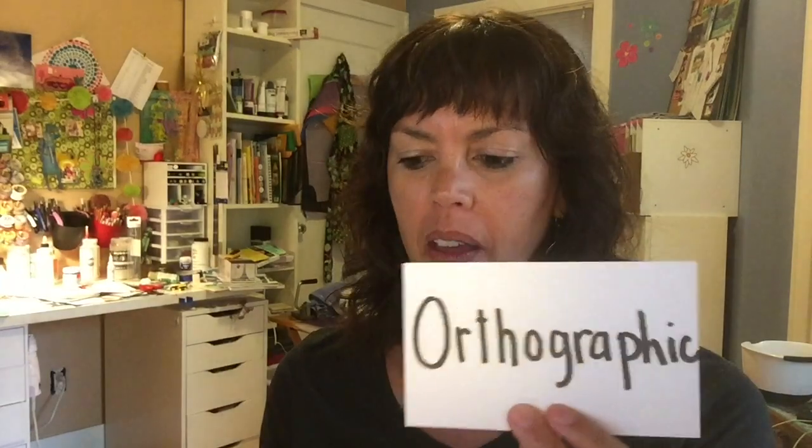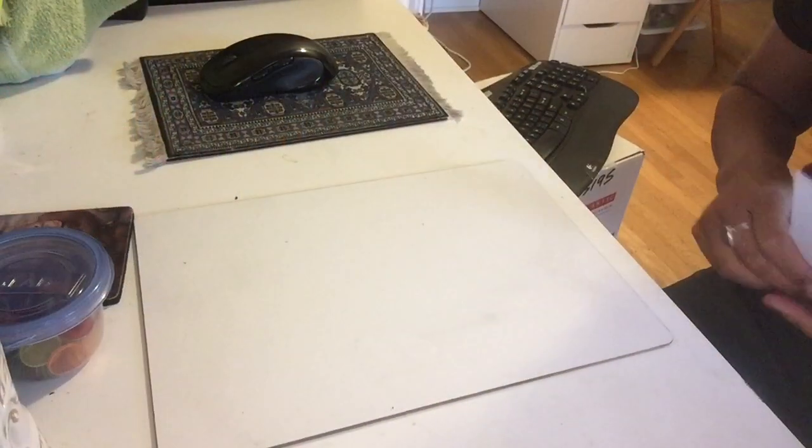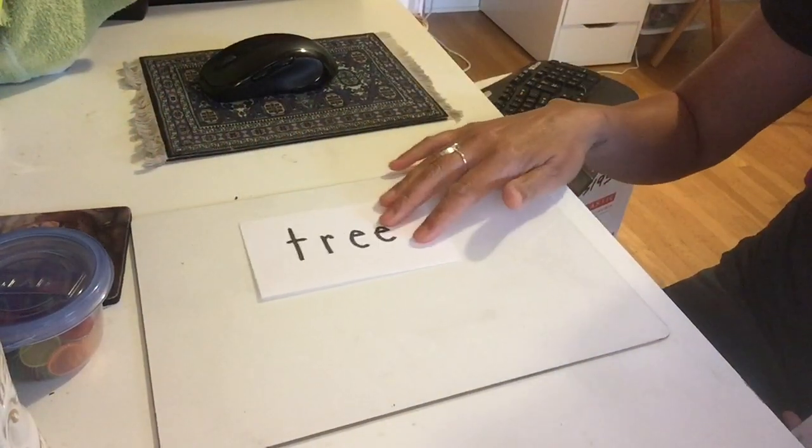Hello everyone, my name is Kat and I'm here to show you a method of teaching sight words called orthographic mapping. First, let's define what a sight word is. A sight word is a word that is identified by a student instantly and effortlessly, regardless of whether it is phonetically regular or irregular. Let's start with these words.